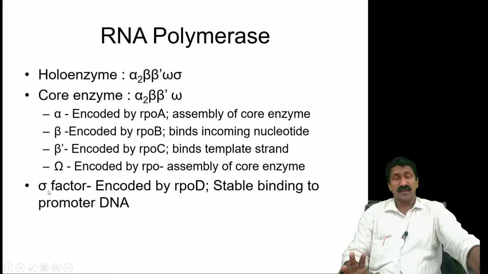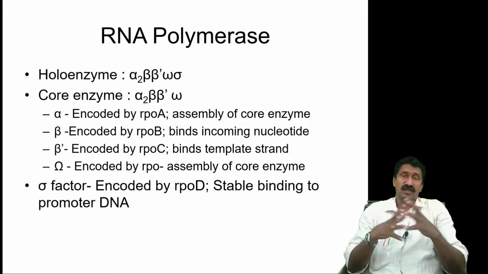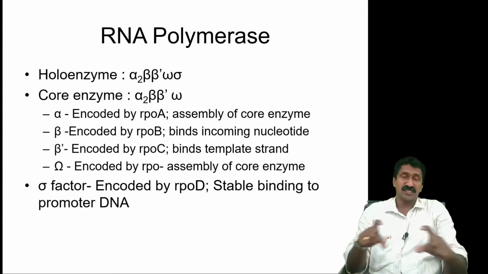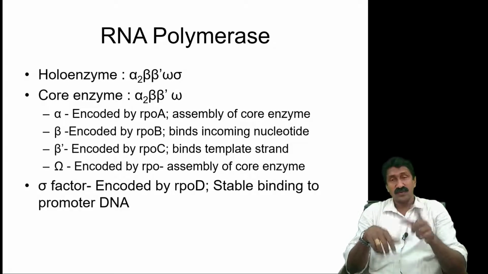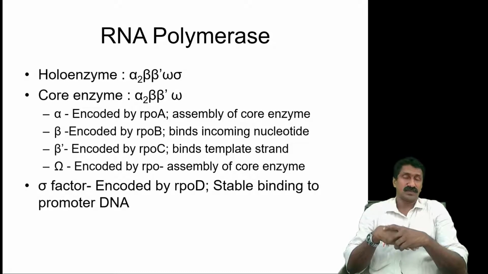Then we have the sigma factor, the final subunit which makes the holoenzyme, encoded by rpoD. The stable binding to the promoter region of the DNA is supported by the sigma factor. Without the sigma factor, the core enzyme cannot specifically bind to the promoter region. So the specificity of the RNA polymerase holoenzyme to the promoter region, or the region spanning the +1 region, is ensured by the sigma factor. Without it, the core enzyme cannot specifically bind and initiate transcription. So the sigma factor is a key component that makes the enzyme fully functional, and it is required for specific binding at the +1 or initiation site.